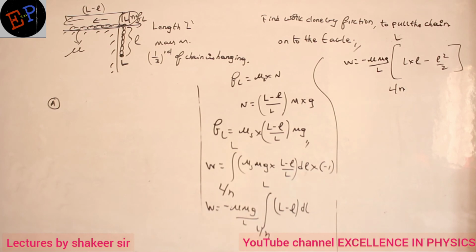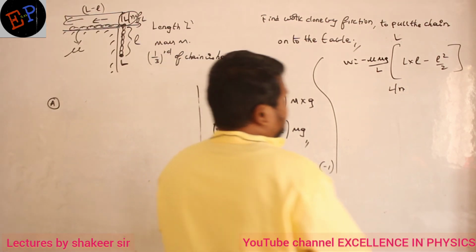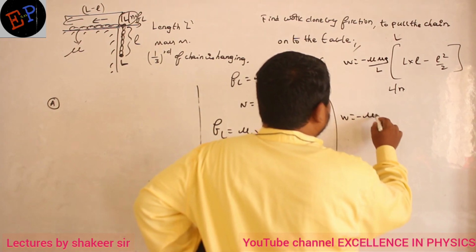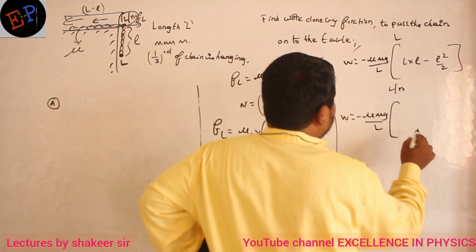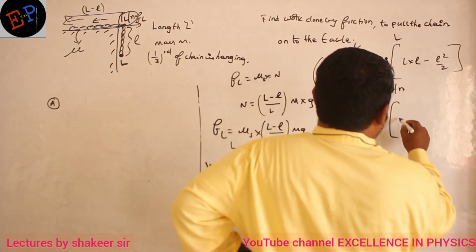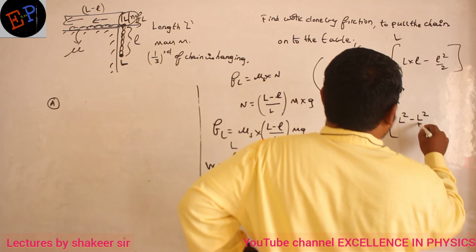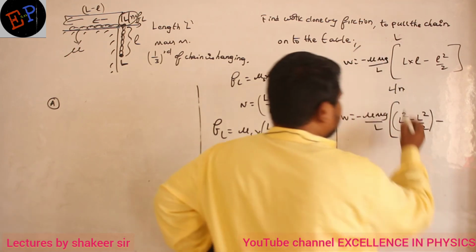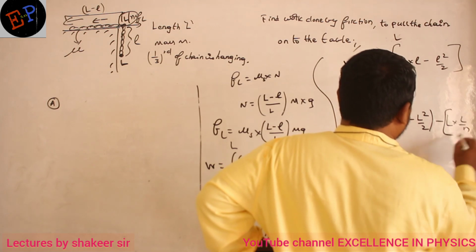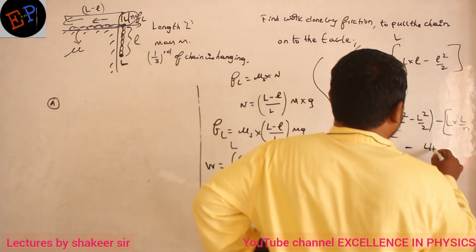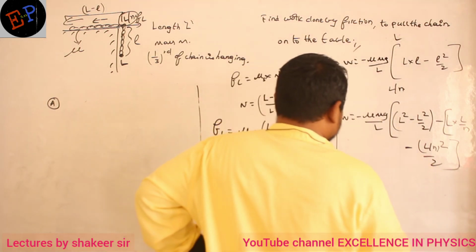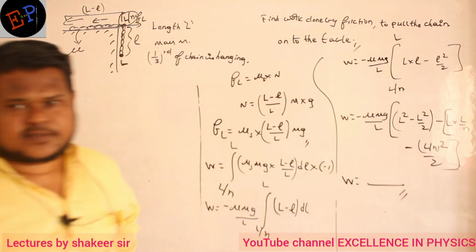Integrate. Now you are supposed to substitute the limits. So W is equal to minus mu capital Mg divided by L multiplied by, first of all, substitute the upper limit: L into L, L square minus capital L square divided by 2, minus of, now substitute the lower limit. What is the lower limit? L into L by N minus of (L by N) whole square divided by 2. Then you do this total calculation, that is your answer.